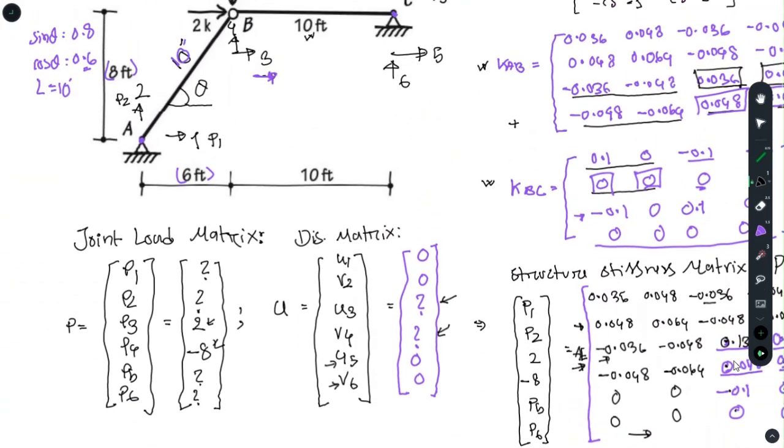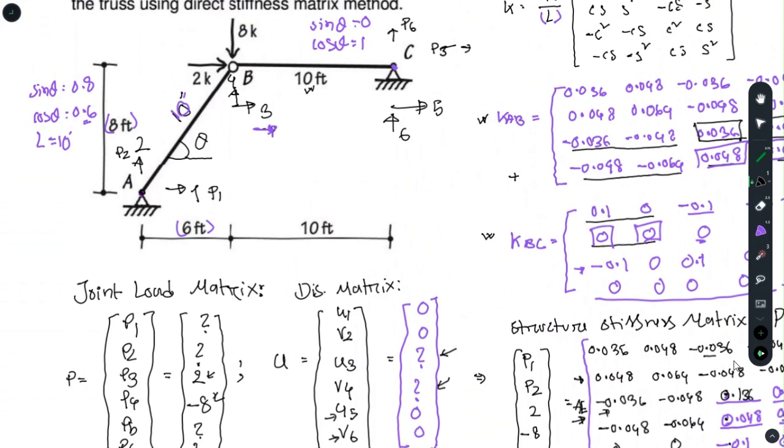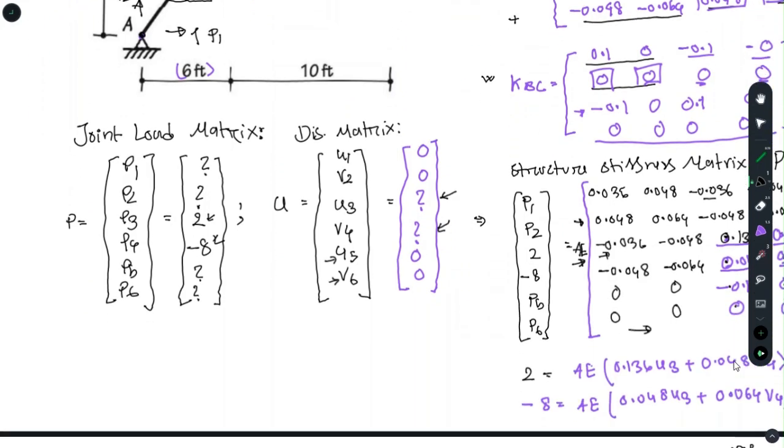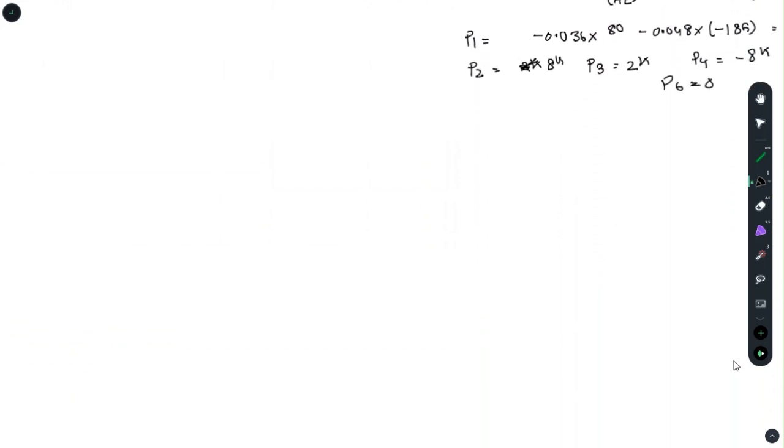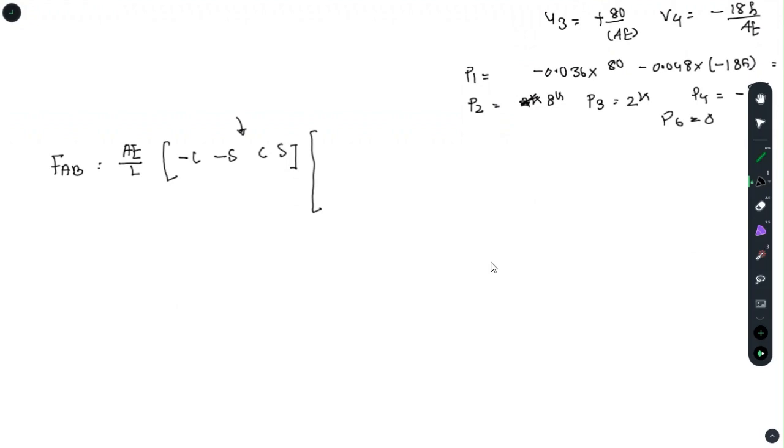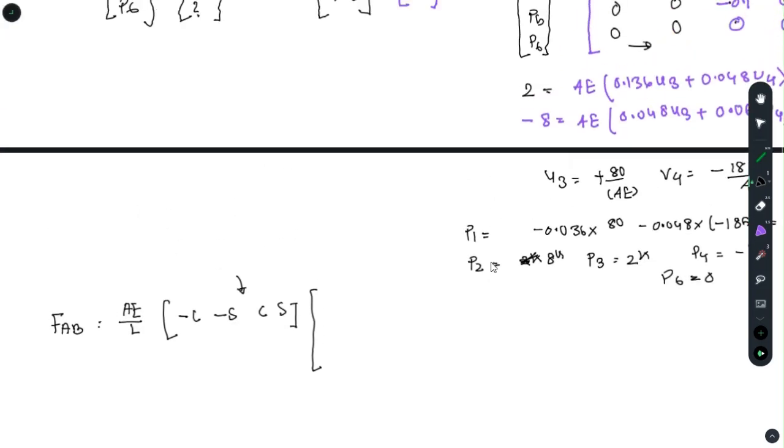So now the next thing is that you know the joint forces. You know these joint forces at A and C, right over here. Let's say we're going to find the bar force of AB. We call that FAB. How do we find the bar forces? For bar forces, we have an equation that is AE over L, and there is a formula that is minus C, minus S, C, and S, and it would be multiplied with a column matrix of displacements. To find the bar force of AB, how do we do that?